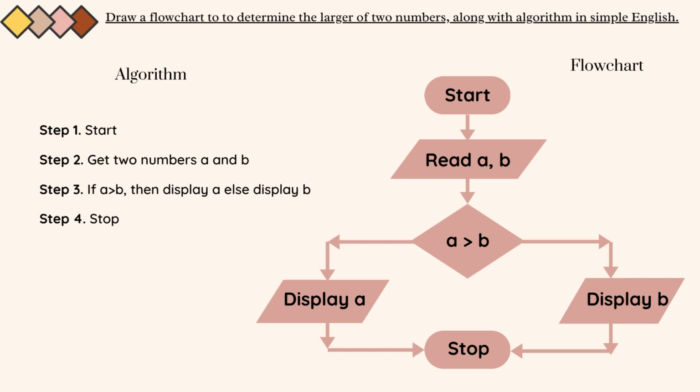Now come to the flowchart and first start and read two numbers, read a and b. Now come to the conditional box, a greater than b. If a is greater than b, then display a. Write down yes here and write down no here. If a is not greater than b, display b. After displaying a or b, stop. Now come to the stop. This is the algorithm and flowchart to find out the largest between two numbers.